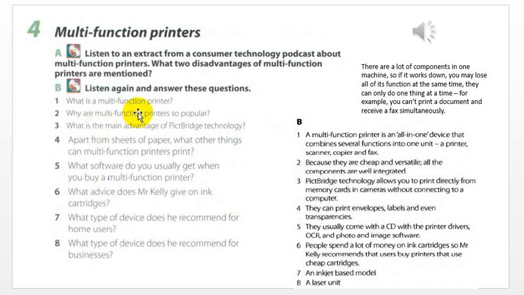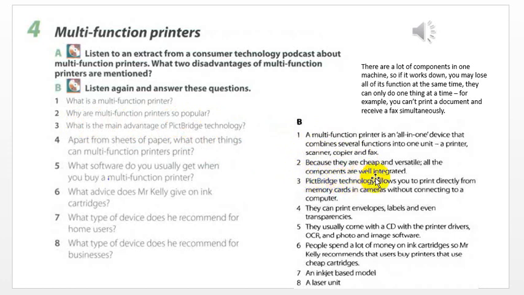And what is a multi-function printer? A multi-function printer is an all-in-one device that combines several functions into one unit: a printer, a scanner, a copier, and a fax, all in one. Okay, why are multi-function printers so popular? Because they are cheap and versatile.